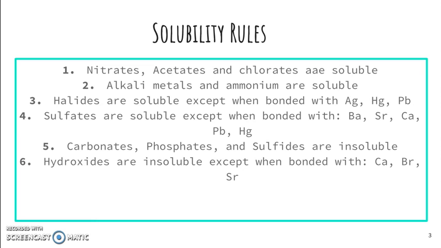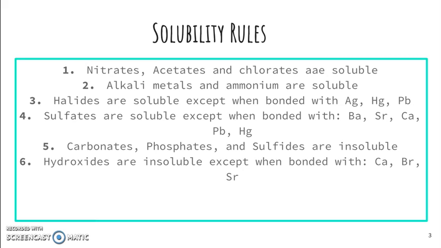When something is soluble, it is capable of being dissolved. Here's a list to help you determine whether or not an element is soluble. Nitrates, acetates, and chlorates are soluble. Alkali metals and ammonium are soluble. Halides are soluble except for when bonded with silver, mercury, or lead. Sulfates are soluble except when bonded with barium, strontium, calcium, lead, and mercury.